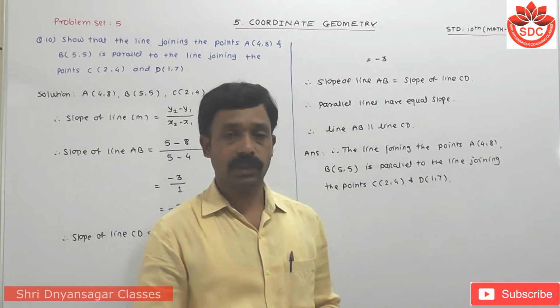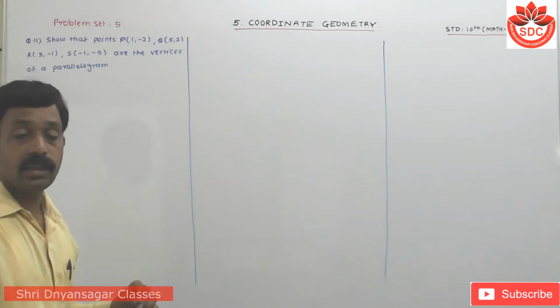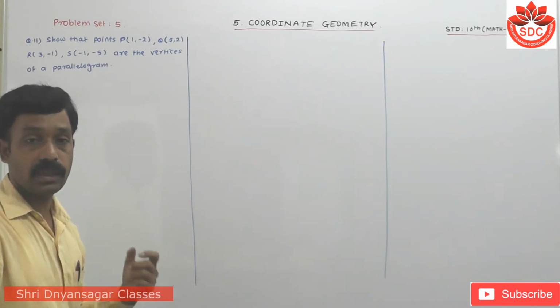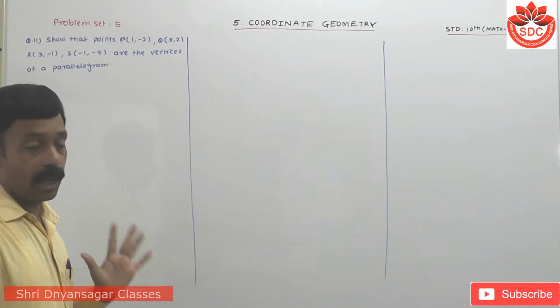Okay, we take the next question. Question number 11. Show that points P(1, -2), Q(5, 2), R(3, -1) and S(-1, -5) are the vertices of a parallelogram. For this, student, we have to show that the two opposite sides are equal, meaning the distances of opposite sides are equal. Then the quadrilateral is a parallelogram.